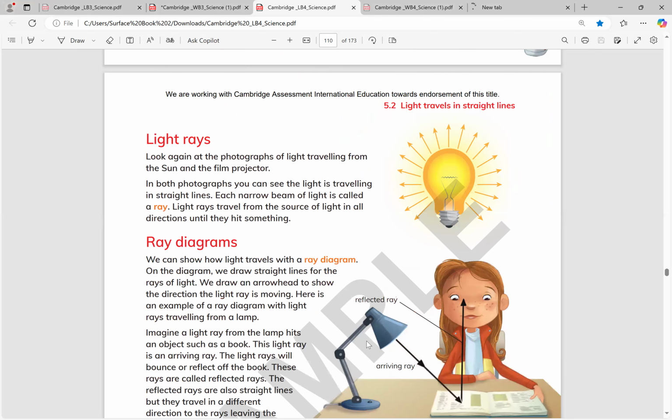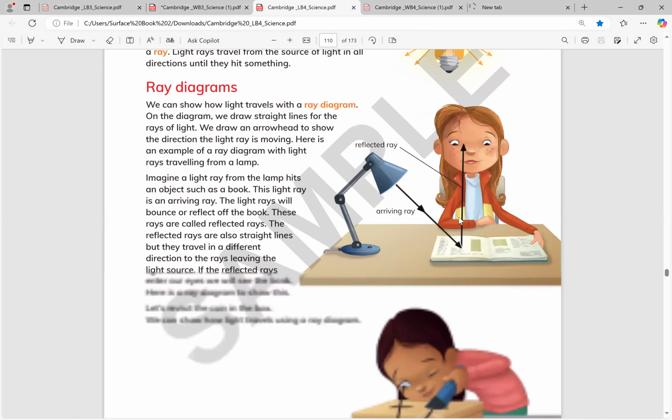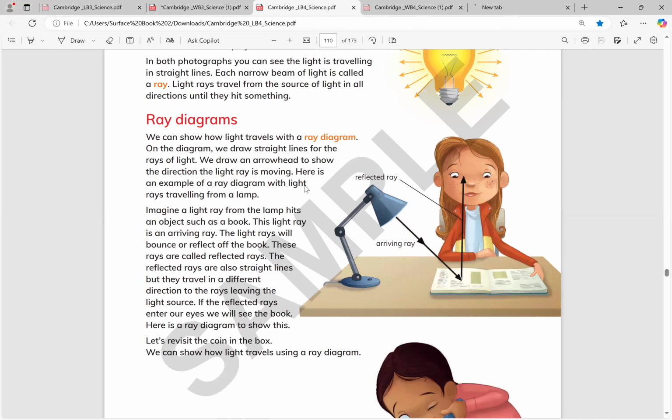So now we can always have a ray diagram. Can anybody give me an example of a ray diagram with this image? Using this image, can anybody tell me what a ray diagram is?